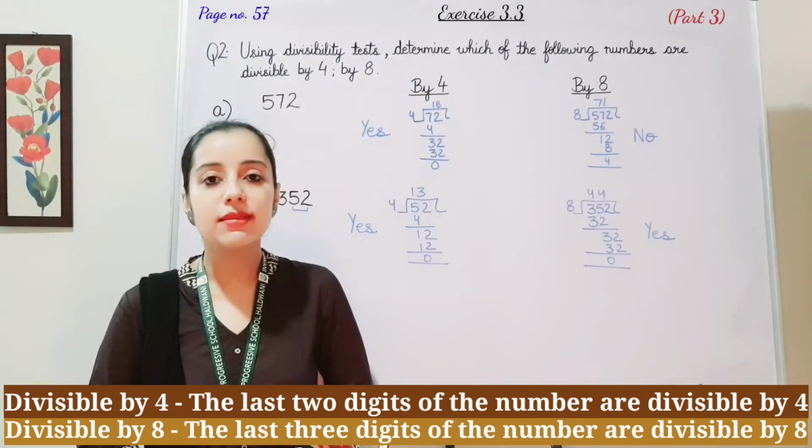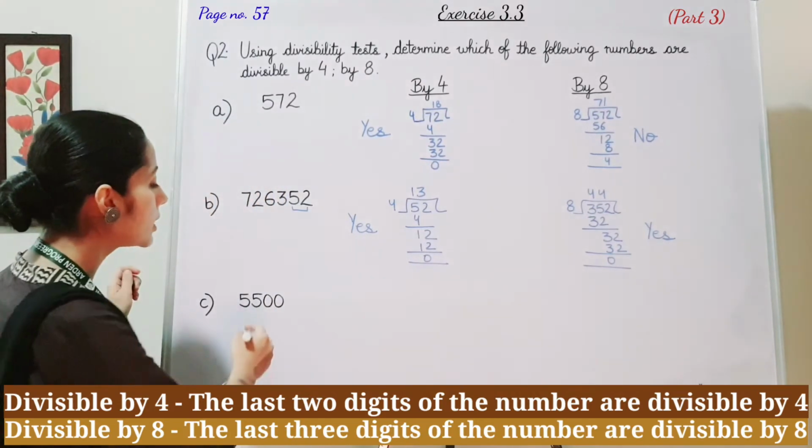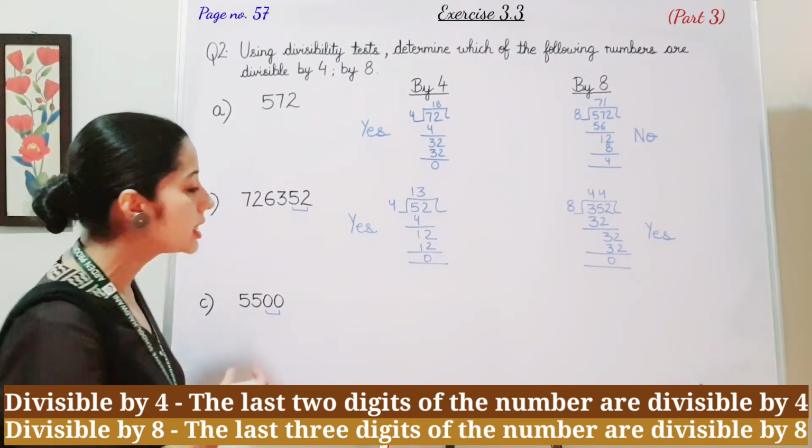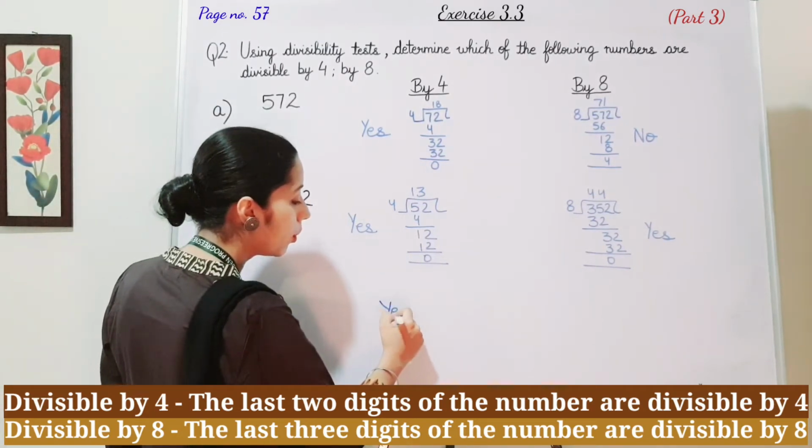C part, 5500. So we have to take the last two digits. So the last two digits are 0. So 4 zeros are 0. So yes, it is divisible by 4.